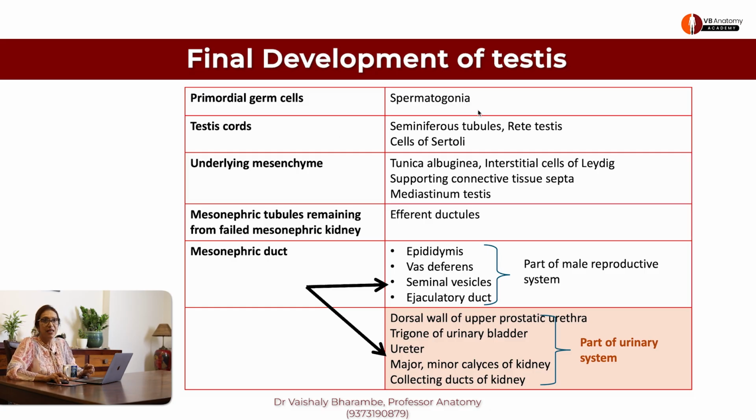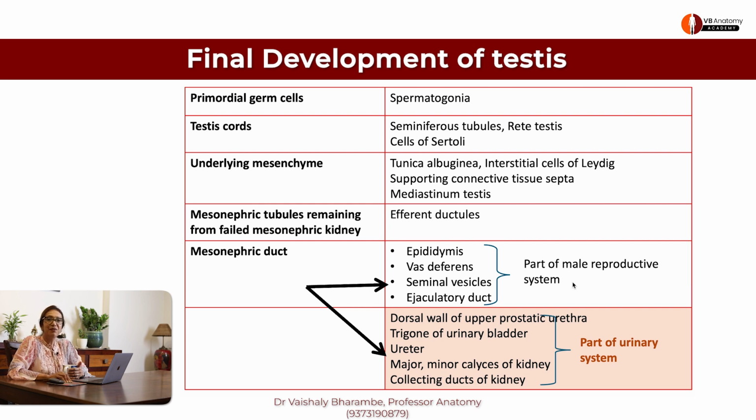Primordial germ cells give rise to spermatogonia. Testicular cords give rise to seminiferous tubules, cells of Sertoli, rete testes. Underlying mesenchyme gives rise to tunica albuginea, septa in between, mediastinum testis, and of course the cells of Leydig. Mesonephric tubules give rise to efferent ductules.